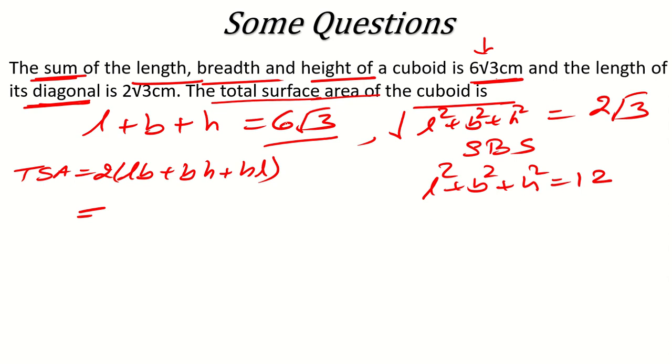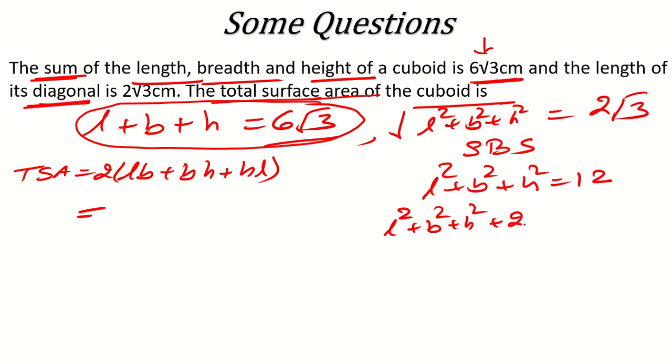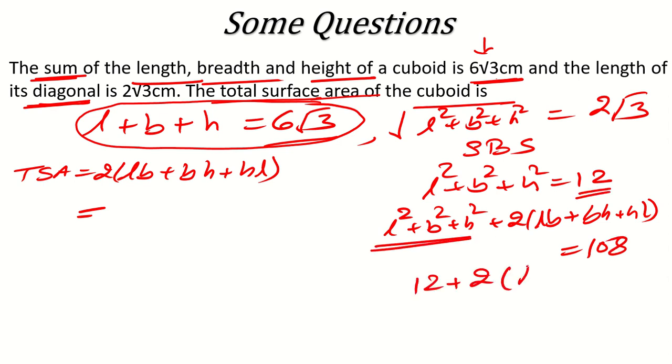Now if you square the other equation on both sides, what will you get? A plus B plus C whole square. I am sure you remember this formula. So L square plus B square plus H square plus 2 times LB plus BH plus HL is equal to 6 root 3 whole square, which means 6 times 6, 36, and 36 multiplied by 3 is 108. And this value is given to us now, 12. So 12 plus 2 times LB plus BH plus HL is equal to 108.